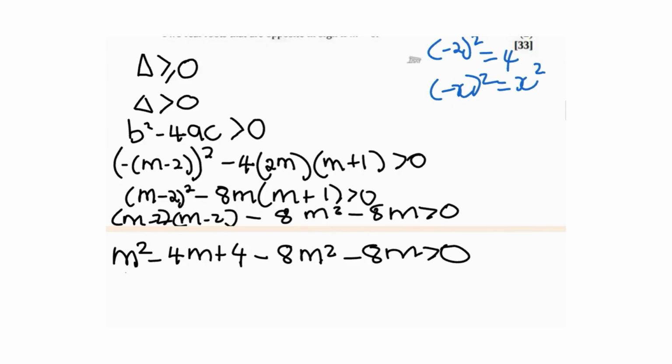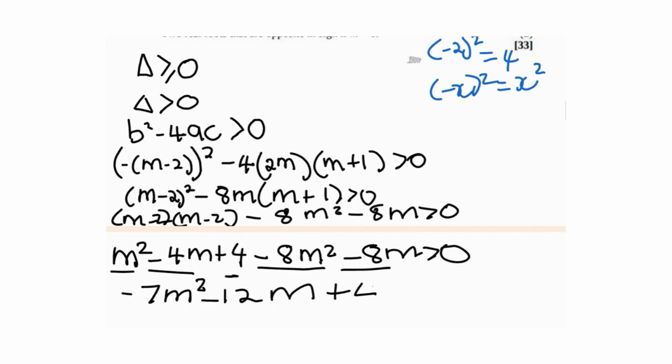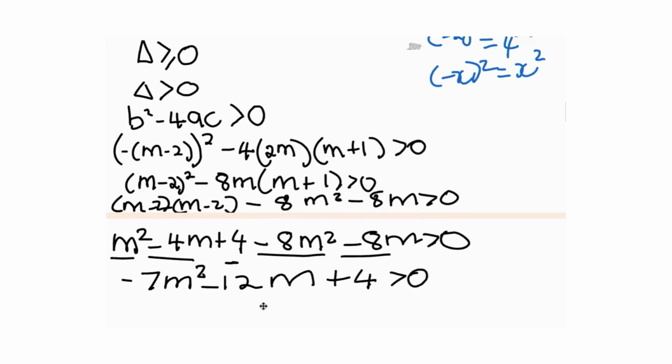Then we can find our like terms. We have m squared minus 8m squared, that's going to be negative 7m squared. Negative 4m, negative 8m, it's going to be negative 12m. Then we also have a 4 there, plus 4. It's just greater than 0, not equated, just greater than 0.